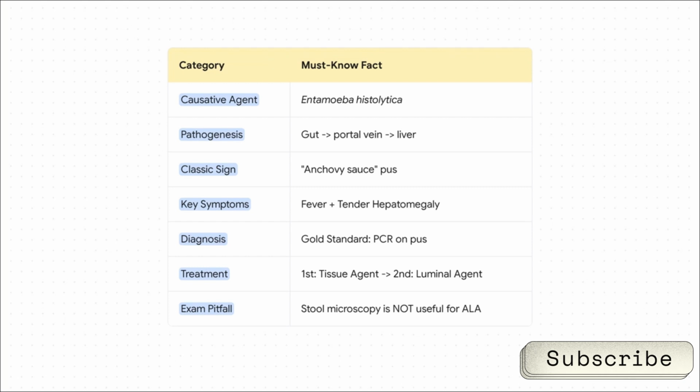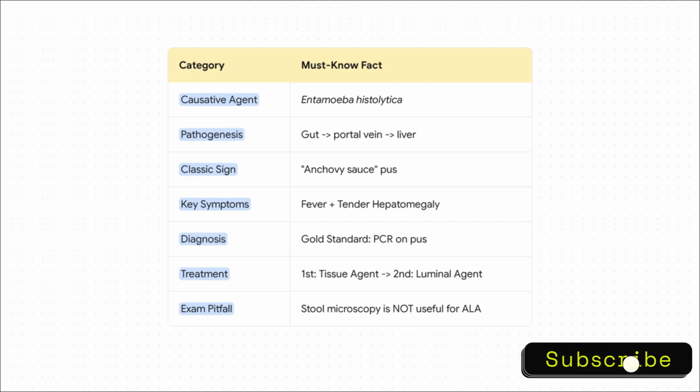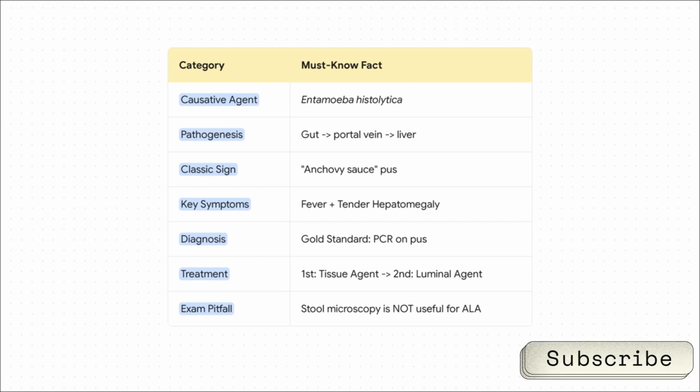The agent, Entamoeba histolytica. The journey, gut to portal vein to the right lobe of the liver. The classic sign, that unforgettable anchovy sauce pus. Key symptoms, fever and a tender, big liver. Diagnosis, gold standard is PCR on the pus, but for blood tests, antibody ELISA is your go-to. And the treatment? Remember, it's that two-step process. Metronidazole first for the tissue, then a luminal agent like iodoquinol, and finally that critical exam pitfall. Stool microscopy is not useful for diagnosing ALA.